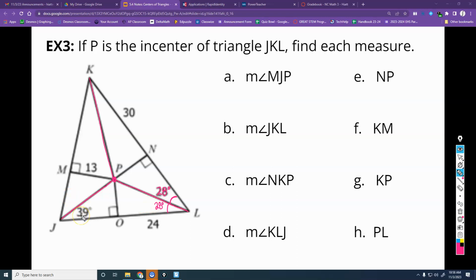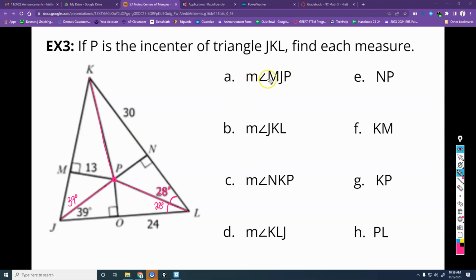This angle right here is 39. What would this angle up here be, MJP? That's also 39 degrees. Can we figure out these angles right here? We don't know either one of them, so we can't write them, we can, but not yet. Okay?